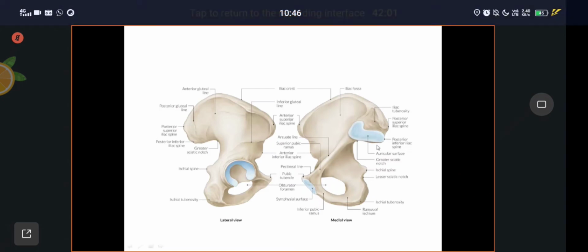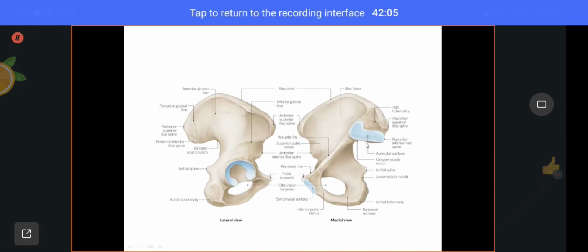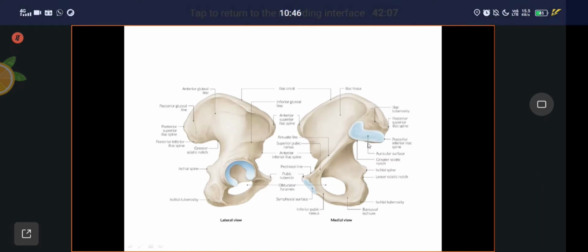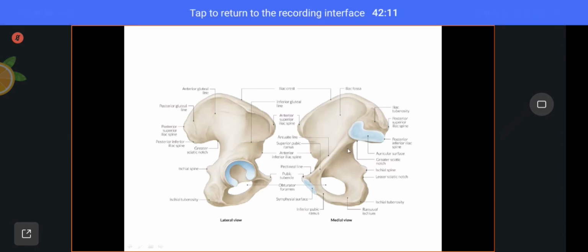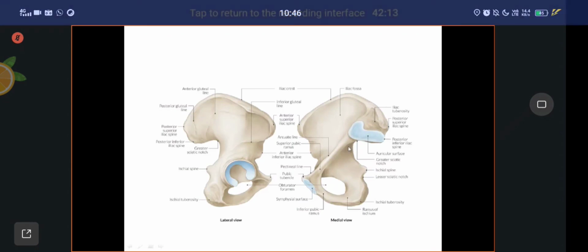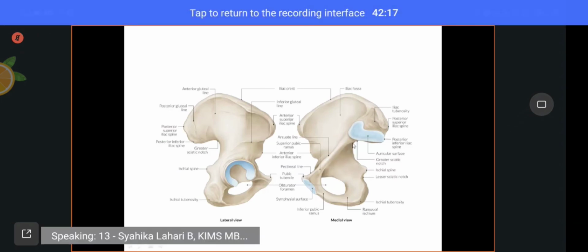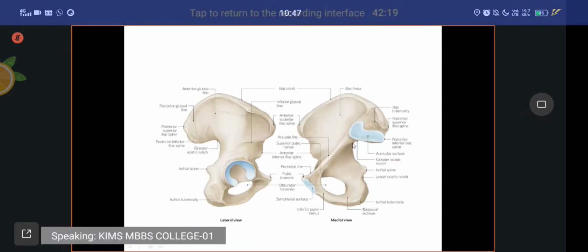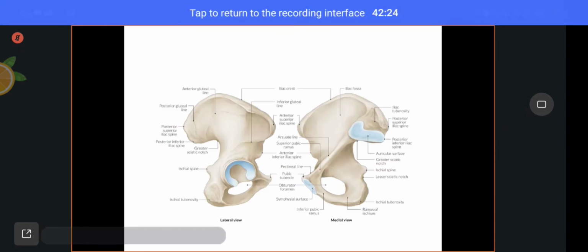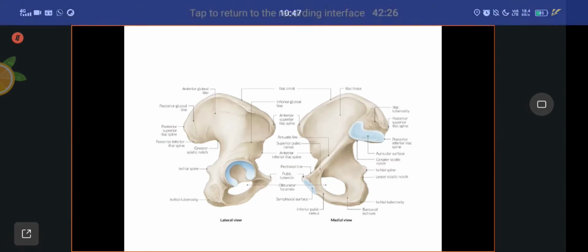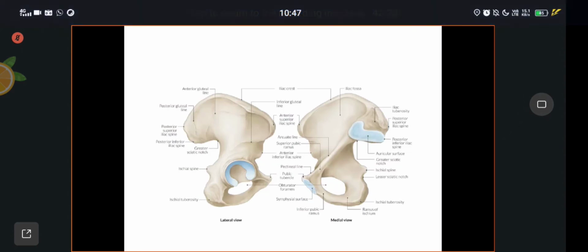Right. So this is about the ventral sacroiliac ligaments, which are attached to the preauricular notch. And this is the pelvic part, the sacropelvic part. I told you, this pelvic part. Yes, tell me, Lahari. What's your doubt? Any doubt?